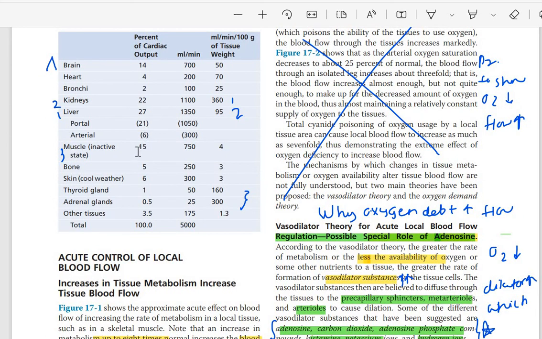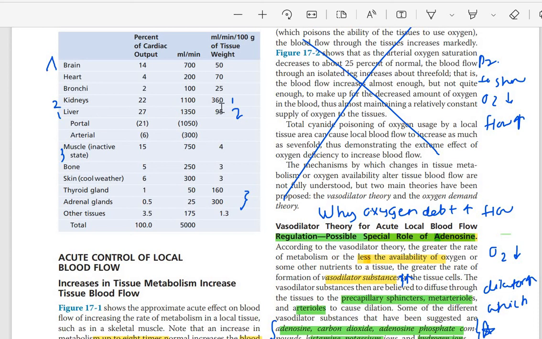Okay. Suppose you are asked that the maximum blood flow is to which organ. You have to remember that number 1 is the liver. Look, ml per minute, 1350, the maximum. Second is kidney. Or you can see the percentage of cardiac output. The maximum percentage, 27, goes to the liver, then the kidney, then the brain, and on number 4 it is muscle, and brain on number 3. Okay. So the maximum blood flow is to the liver.